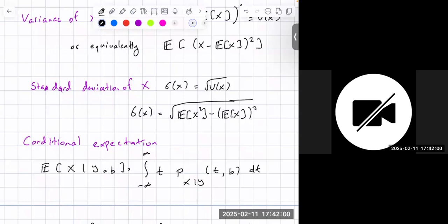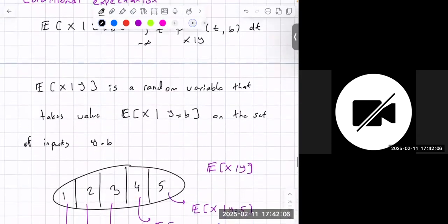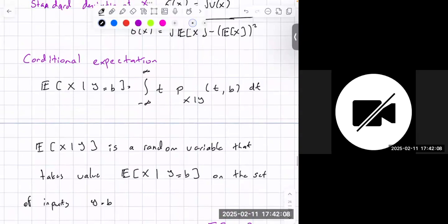Sometimes you might want to do something a little more abstract, which is, well, what if I don't fix the second random variable's value? I just say, what is your expectation of x conditioned on y? What would that even mean? I told you what it means when you know the value of the second random variable and you're basing your estimate of x on top of it.